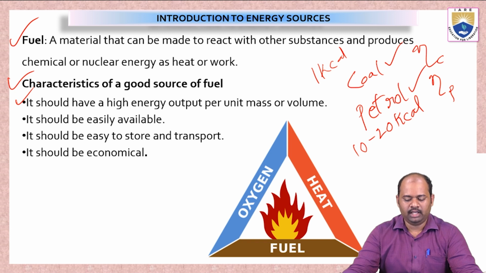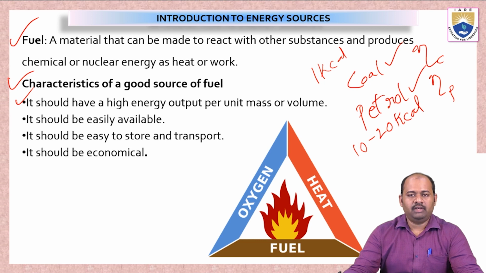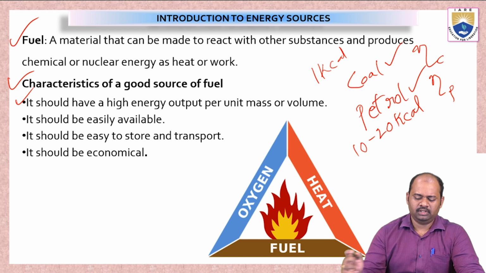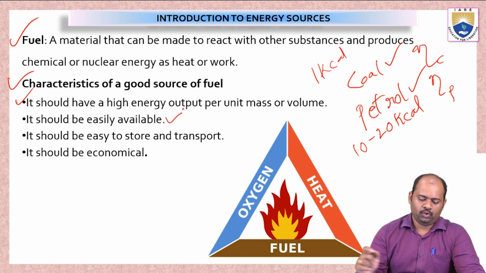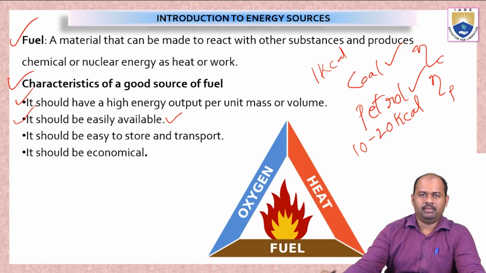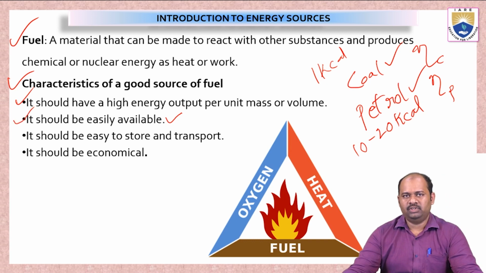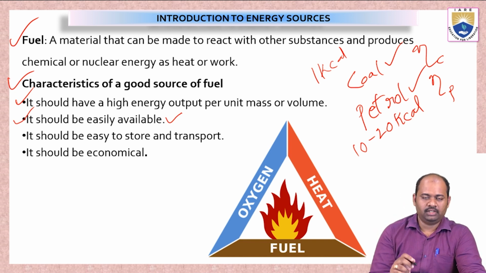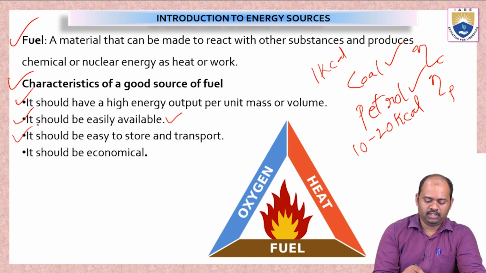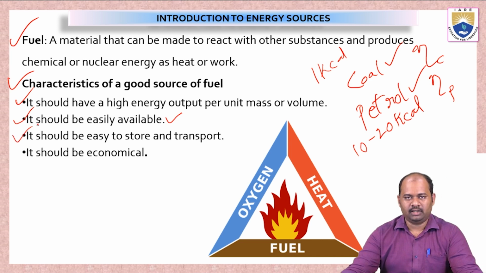Depending on the high energy output, we have to select the fuel, and then it should be easily available. The second important property of any fuel is that it should be easily available in the surroundings or environment, because any abundant fuel is very good for any application. If a fuel is not available in nature, it has to be used very wisely, because it will be exhausted very fast.